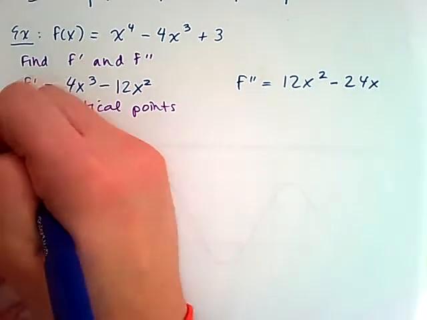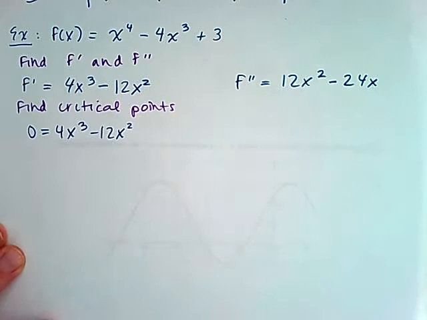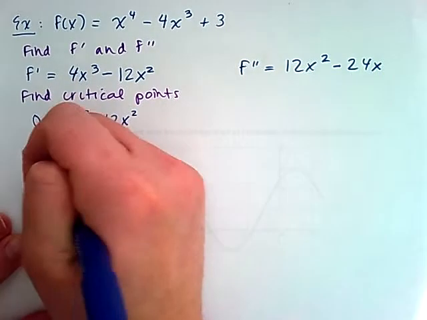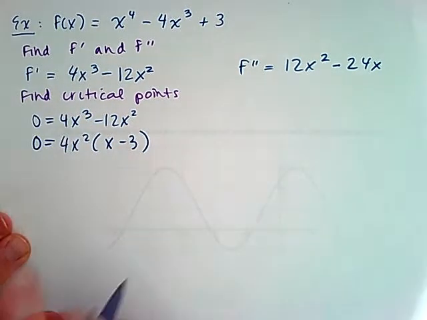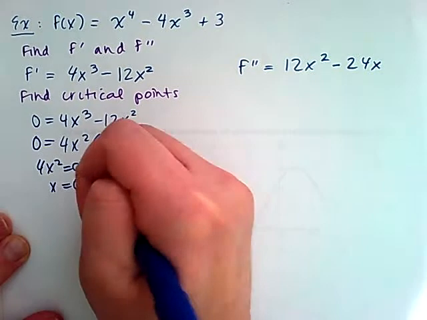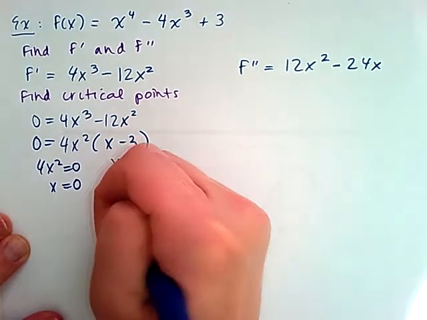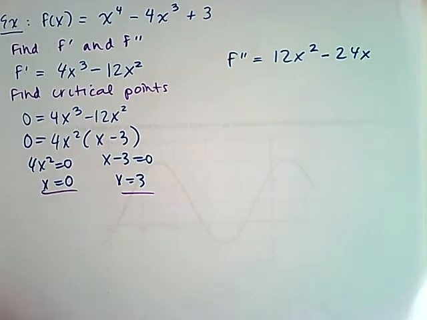That means let's set f prime equal to 0. I can factor out a GCF of 4x squared. What's left is x minus 3. If I set 4x squared equal to 0, I get x equals 0, and if I set x minus 3 equal to 0, I get x equals 3. This gives me my two critical points for my first derivative test.